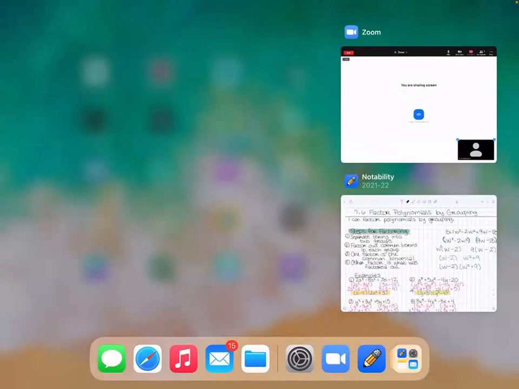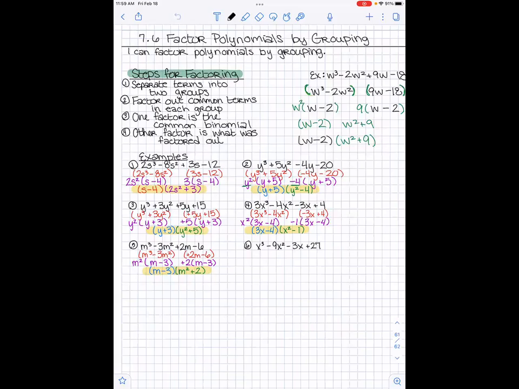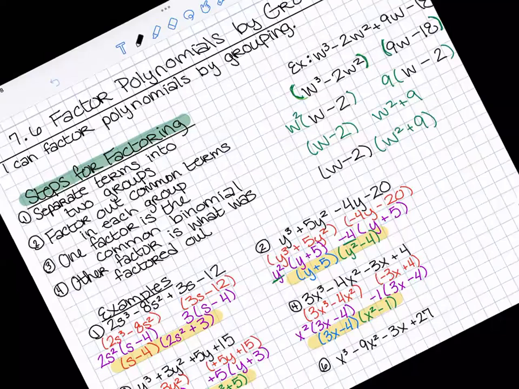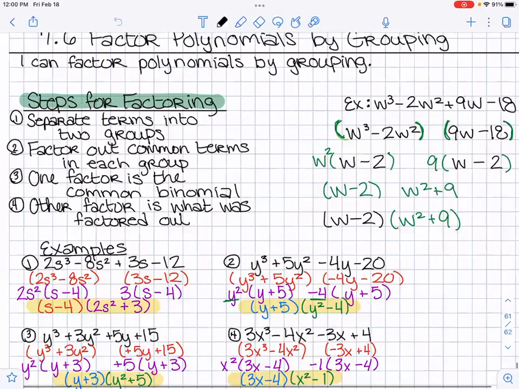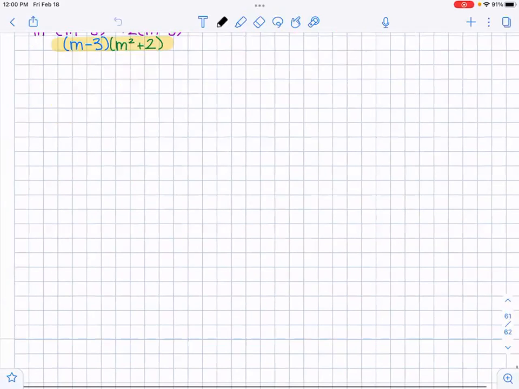Okay, so yesterday we talked about factor by grouping. Today we got to talk about how to use those factors to solve a problem. We're going to get an x equals answer, or an a equals, or whatever letter you've got. So, solving for the variable.